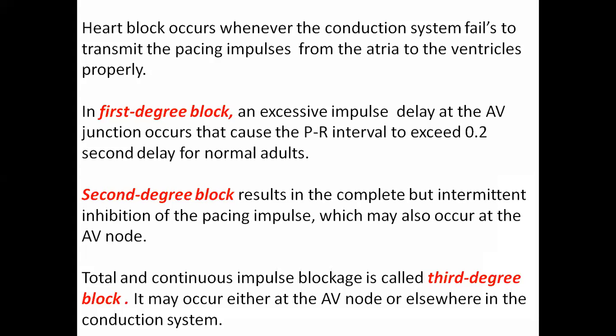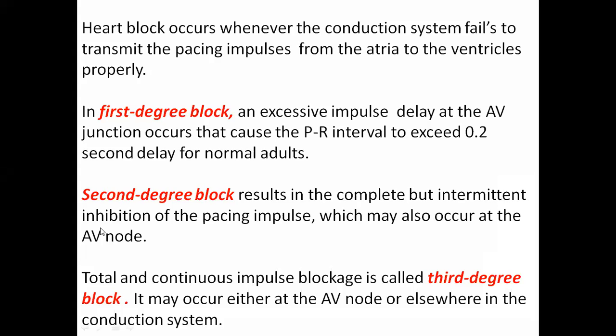It results in the complete but intermittent inhibition of the pacing impulses, which may also occur at the AV node. So there is inhibition of the pacing pulses, meaning the pulses are not received properly. In such a situation the second degree block occurs. Then there is the total or continuous impulse blockage.